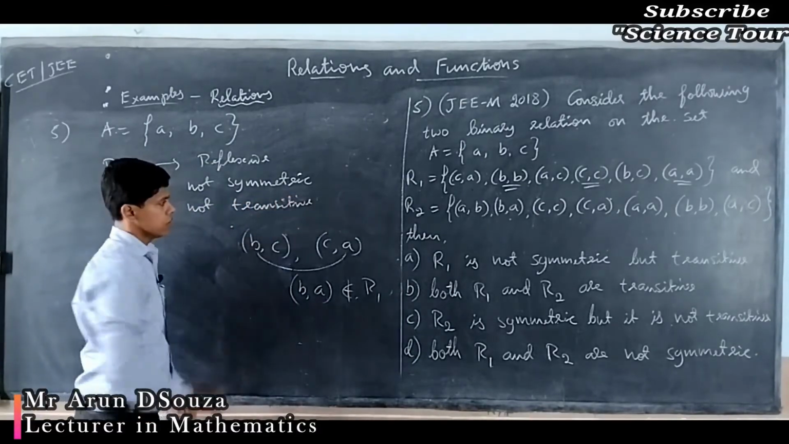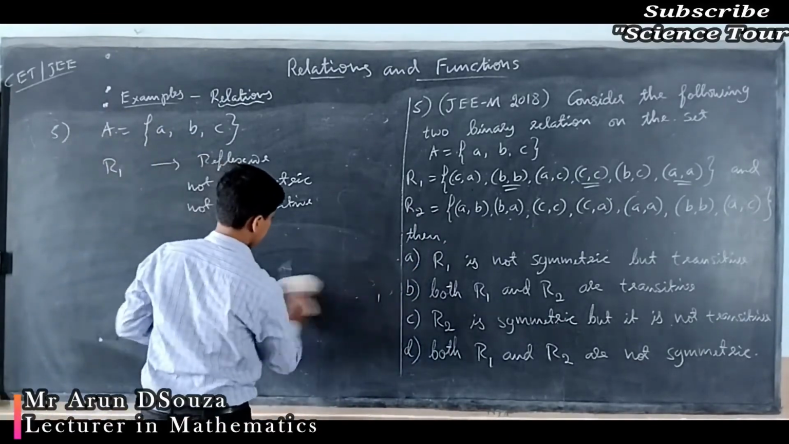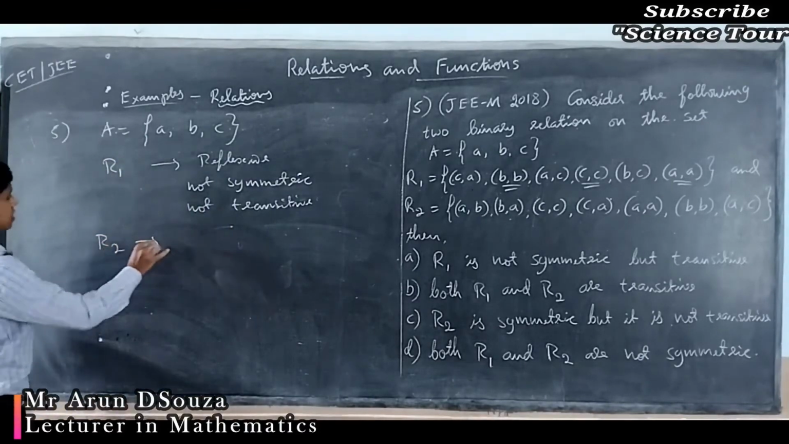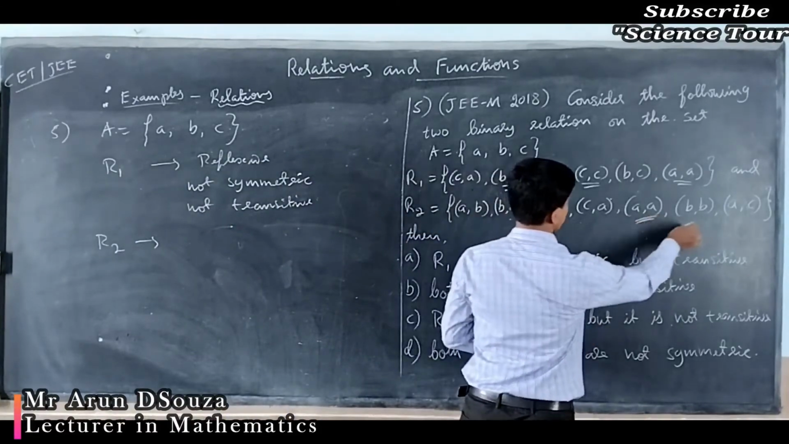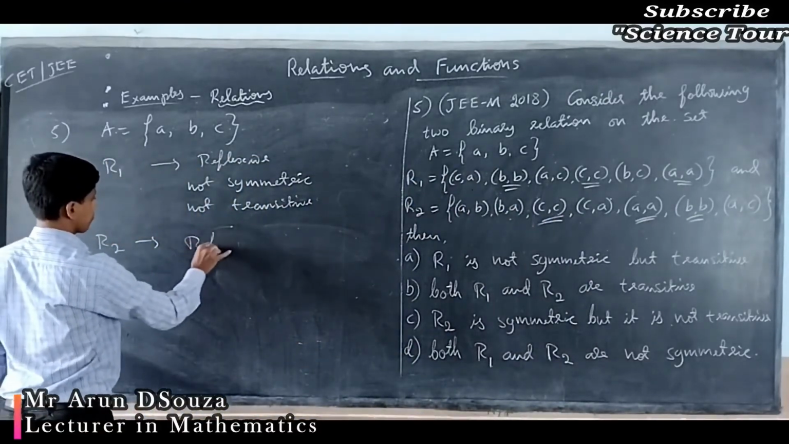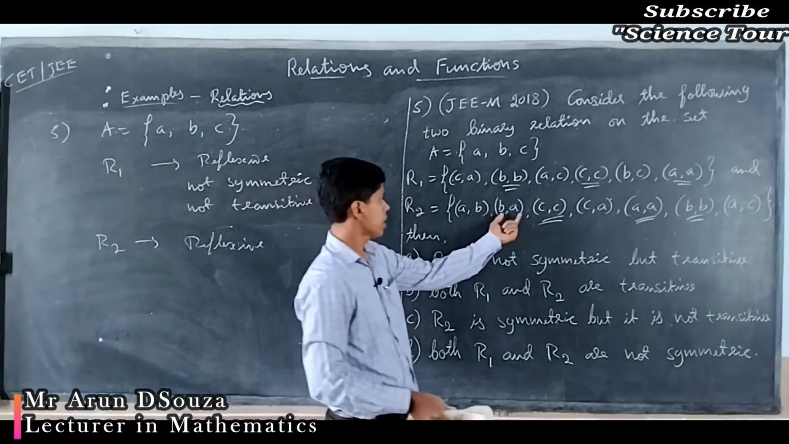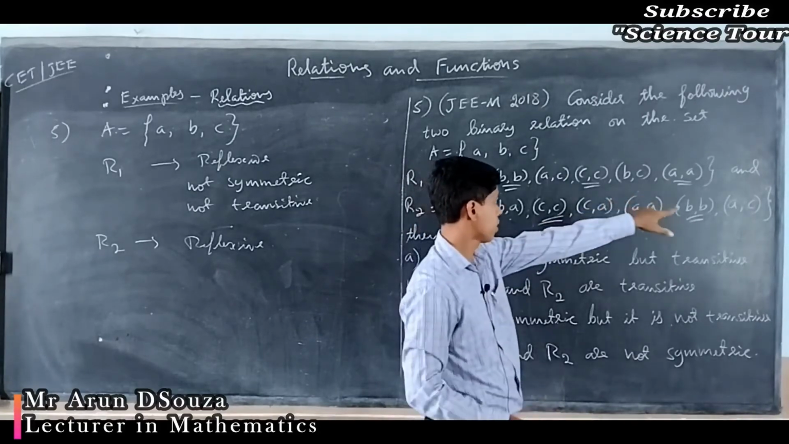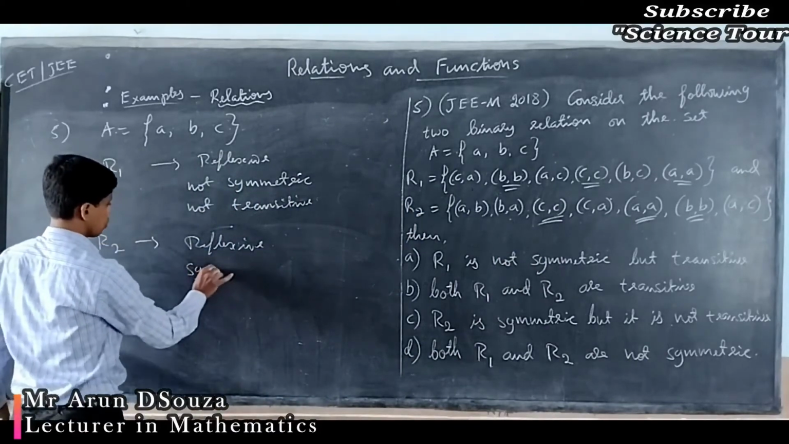Okay, so let's go to R2. Let's go to R2 and check what happens there, and that will tell us the right choice. Okay, so R2, is it reflexive? You have (A, A) and (B, B) and (C, C). Yes, it is reflexive. And is it symmetric? Symmetric, you have (A, B), so (B, A) is there. (C, A), yes, you have (A, C), so it is symmetric also.